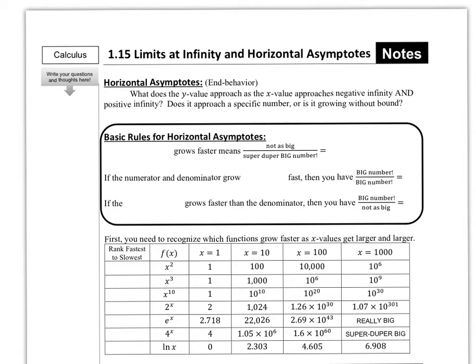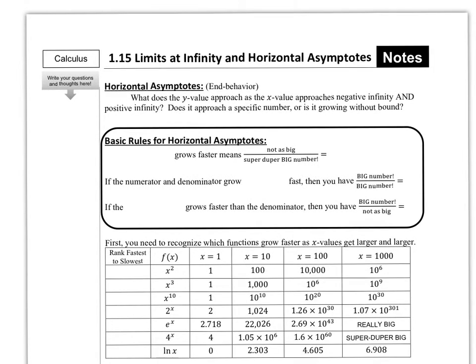So our rules for the horizontal asymptotes have to do with the degree of the numerator and the degree of the denominator. So you really just want to look at the degrees here. If our denominator grows faster, like you have not as big a number on the top over a super duper big number on the bottom, then your asymptote is going to be y equals 0.